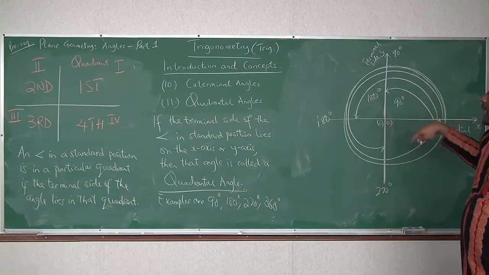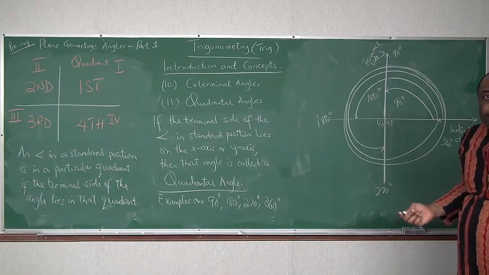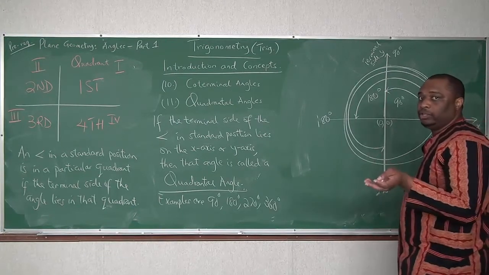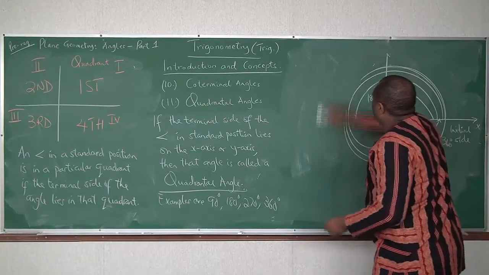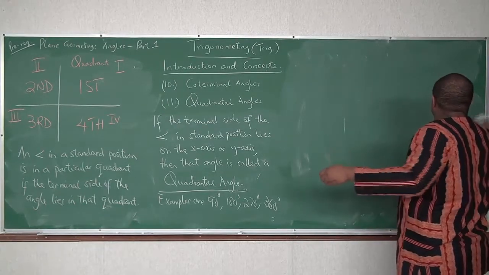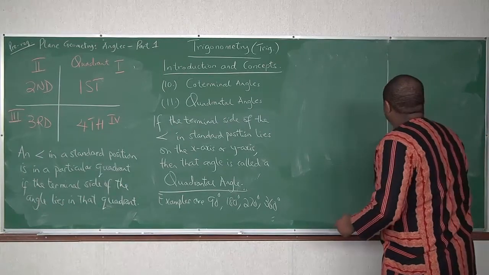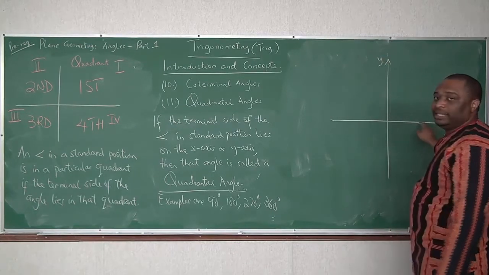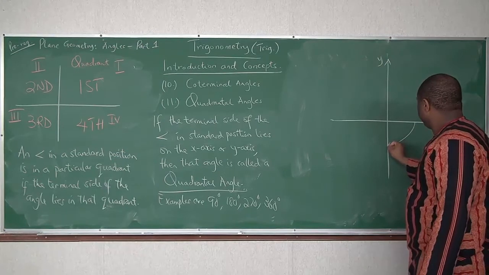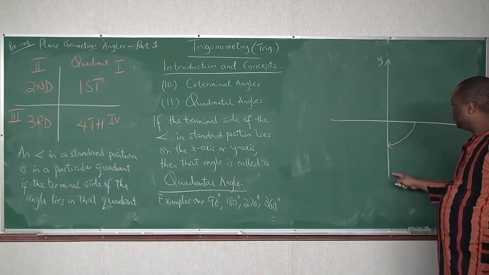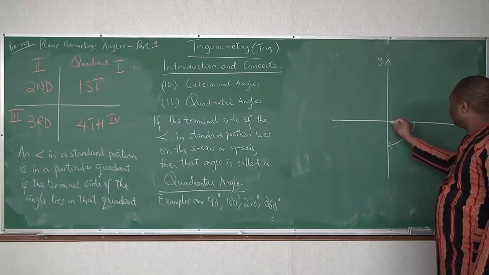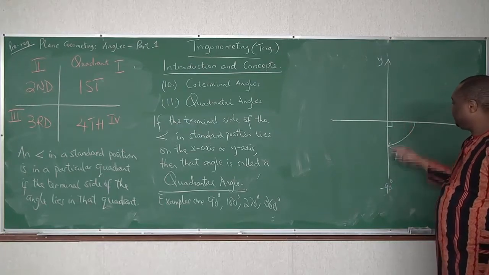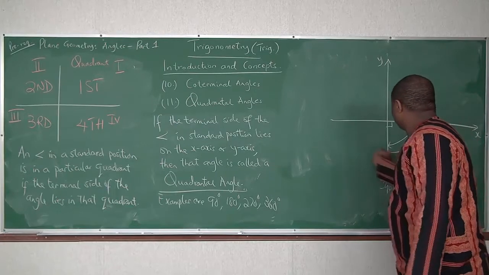But all these were counterclockwise. We could still do it clockwise, and they will also be quadrantal angles. And these are positive. Now, if this was like this, this is still the initial side. Make here. Here is what? Negative what? Because this is 90, this is negative 90 degrees. This is a quadrantal angle.